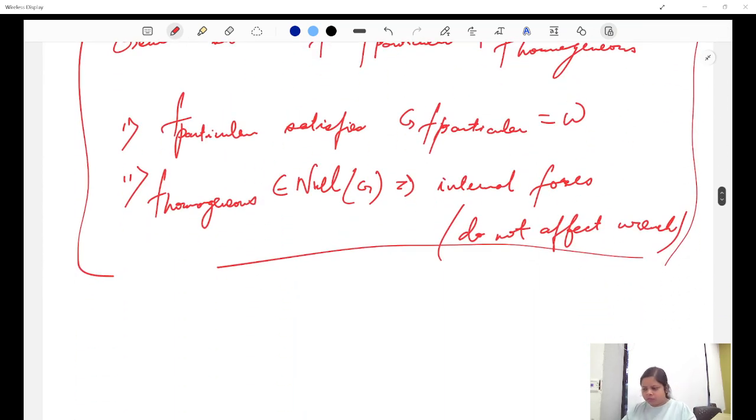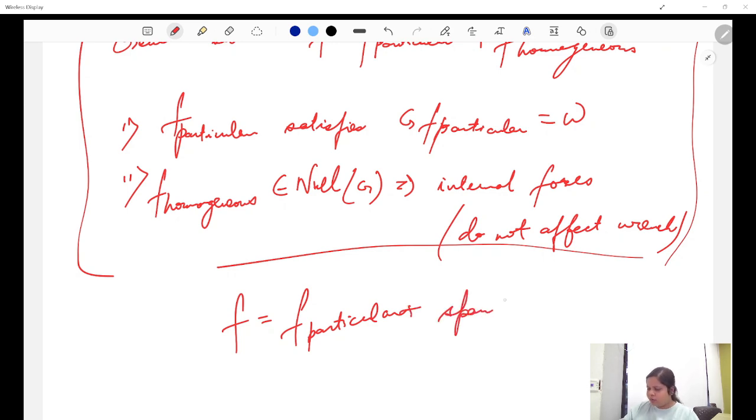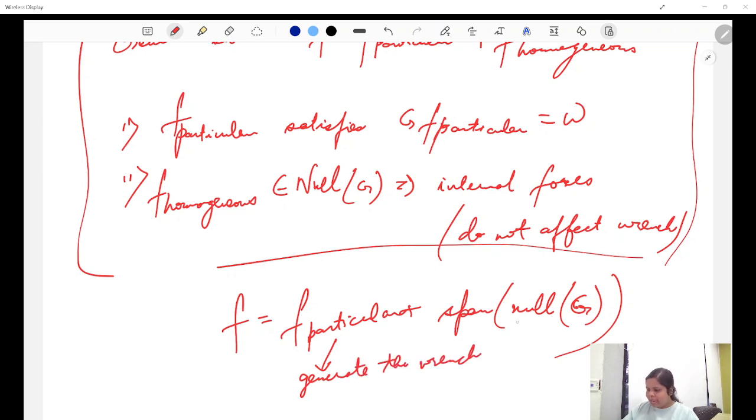So the takeaway from here is the complete force is equal to F particular solution, which corresponds to all the external forces, plus span of null set of G. So this includes both the forces that generate the wrench, and the internal forces that do not affect the object.